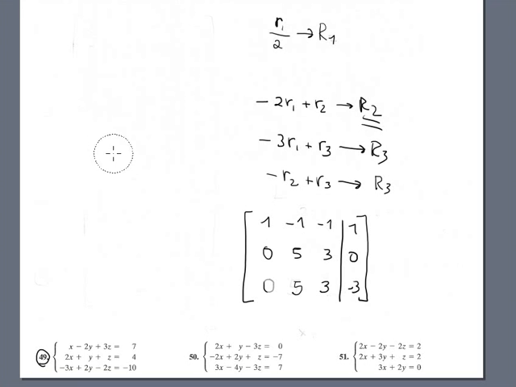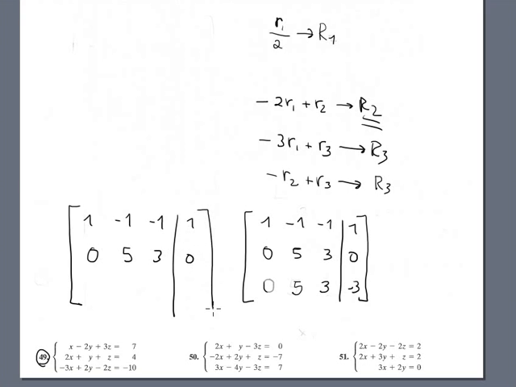Now, when you're subtracting this minus this, we have 1, -1, -1, 1. Row 1 stays the same. Row 2 stays the same. Now you're subtracting. 0 minus 0 is 0. 5 minus 5 is 0. 3 minus 3 is 0. And 0 minus 3 is positive 3.